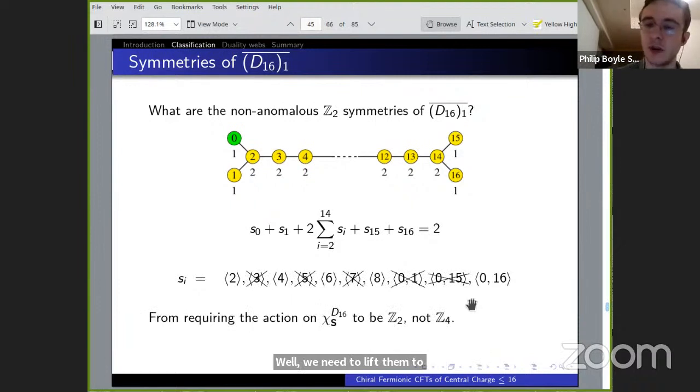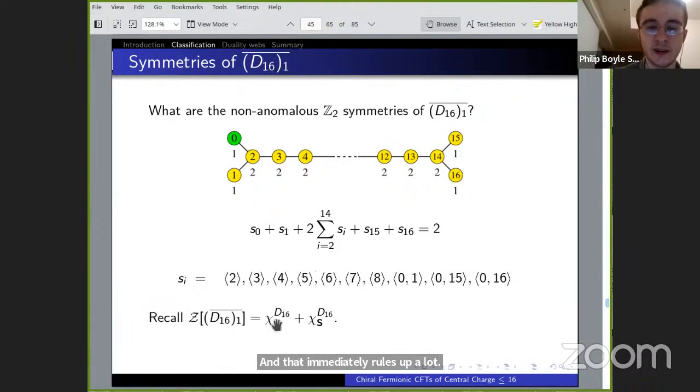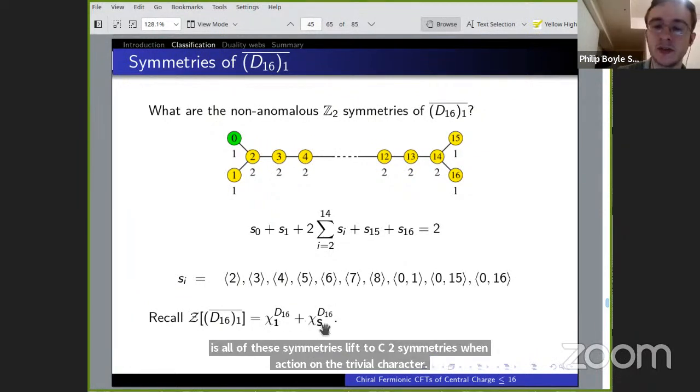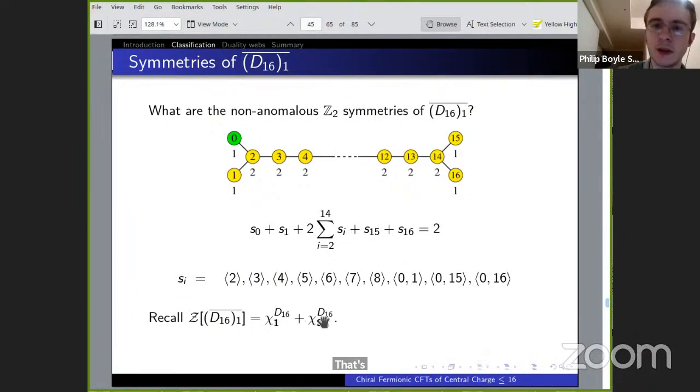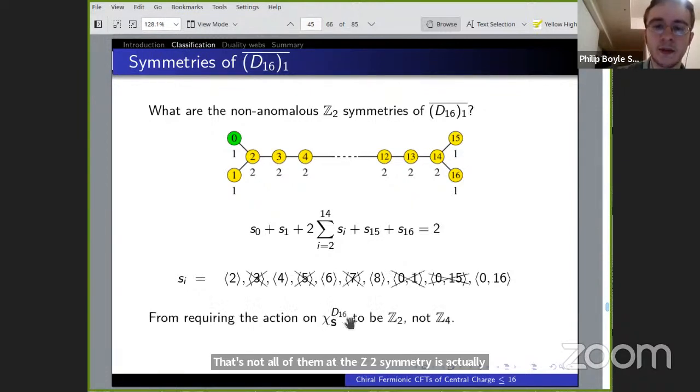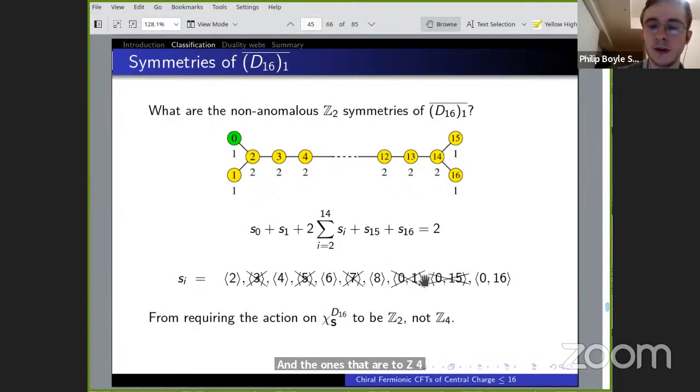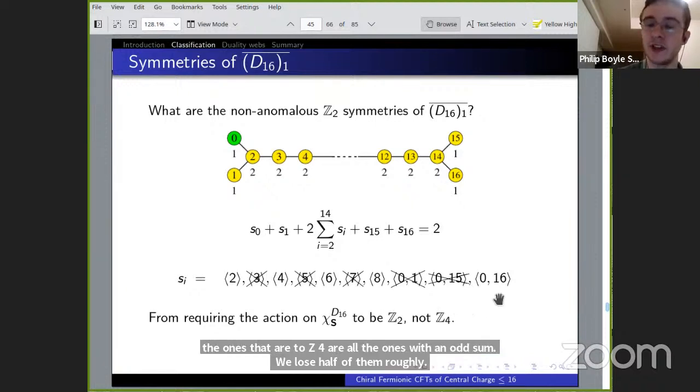And that immediately rules out a load of them, because the point is, one of these symmetries lift to Z2 symmetries when acting on the trivial character, but not all of them act as Z2 symmetries acting on the spinor character. Now, some of them act as Z4. And the ones that act as Z4 are all the ones with an odd sum. So we lose half of them, roughly, from requiring it to lift to a Z2 action on the CFT.